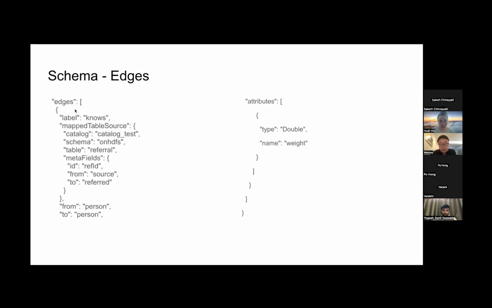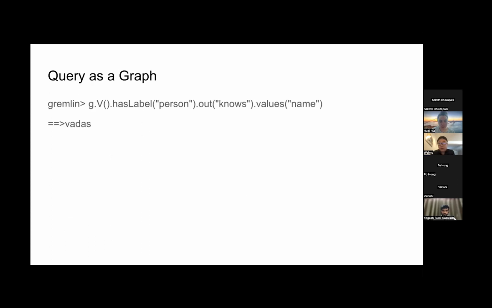And we also have another mapping, which is the edge types. For example, for the edge type, we need to map the ID to the referral ID column of the referral table. And we also need to point out which column is from and which column is to. And after that, we will have a mapping from the edge type to an edge table. And after that, we can directly run graph queries like Gremlin or Cypher.